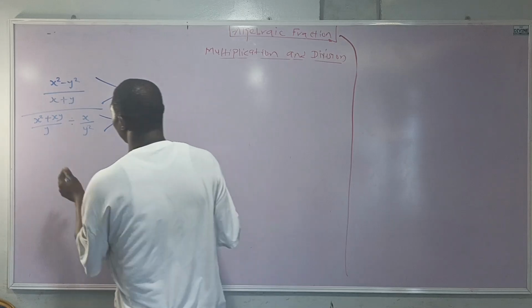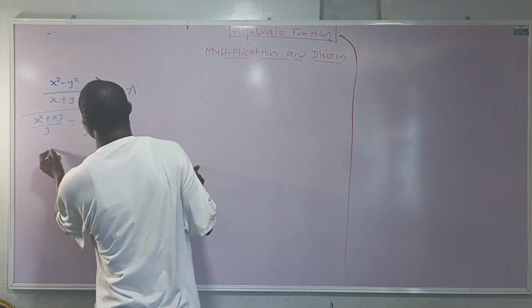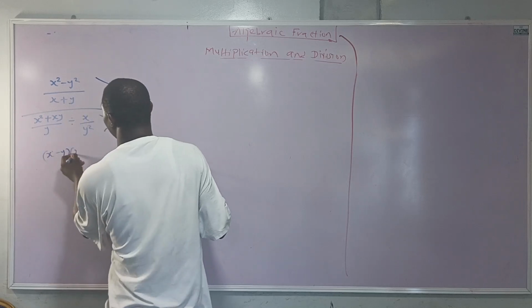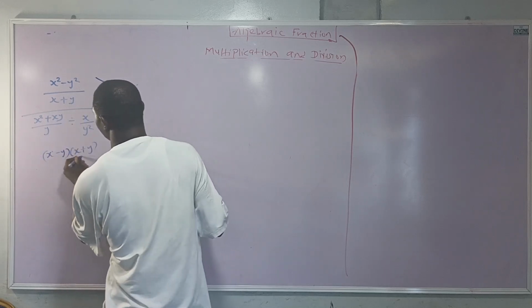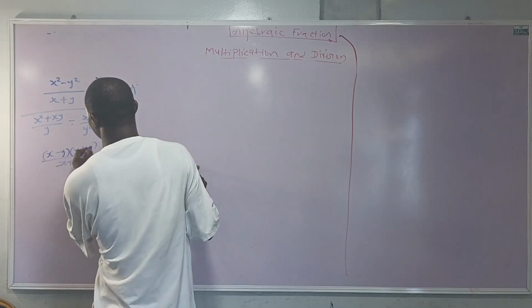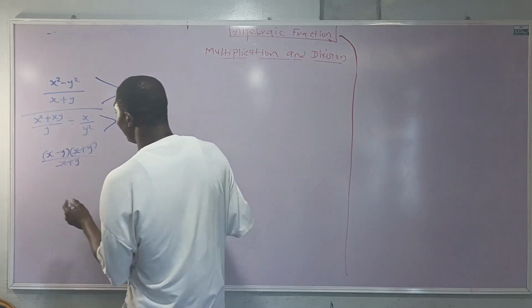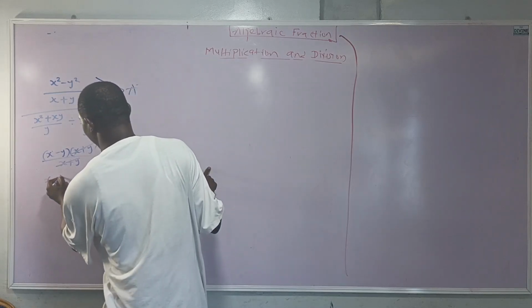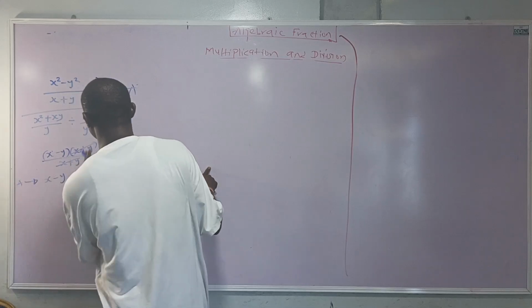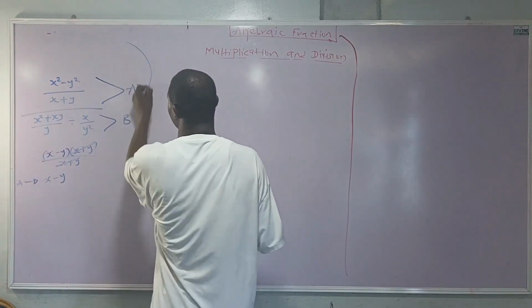A can be resolved to give me x squared, x minus y, and x plus y, all over x plus y. And this can cancel this. So our numerator is left with x minus y, which stands for a. So let's focus on our b.